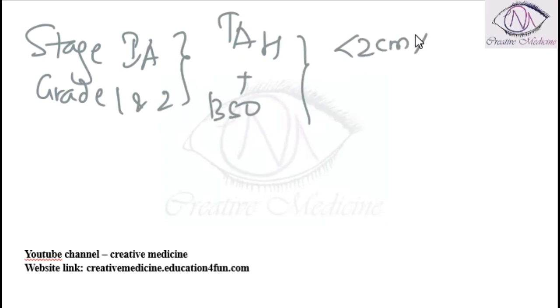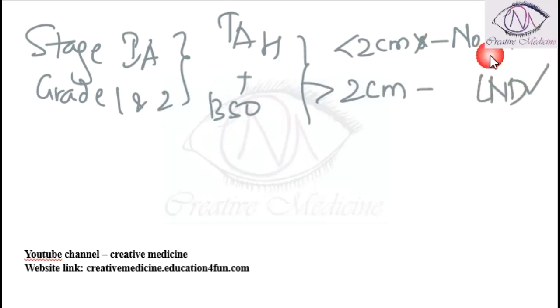If the tumor involvement is less than 2 centimeters, no lymph node dissection is done. If the tumor involvement is more than 2 centimeters, then lymph node dissection is done. Nothing is to be done. If it is more than 2 centimeters, then pelvic lymph node dissection is done. Post-operative therapy is not needed.